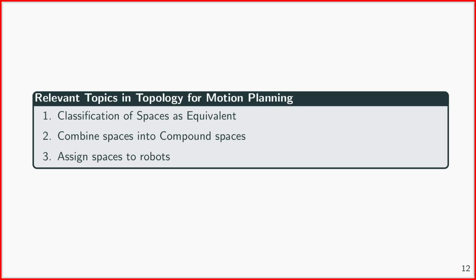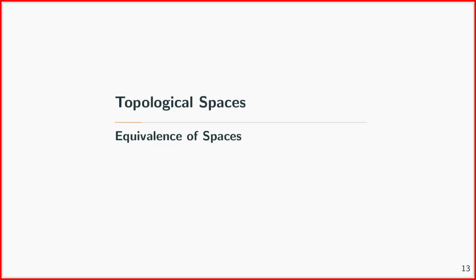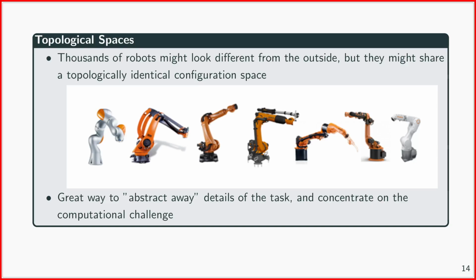Okay, and for motion planning, the relevant topics which I want to talk about today in topology are: one, how we can actually classify spaces as equivalent; how we can combine spaces into compound spaces; and then finally how we can assign spaces to robots. And let me start with the equivalence of spaces.